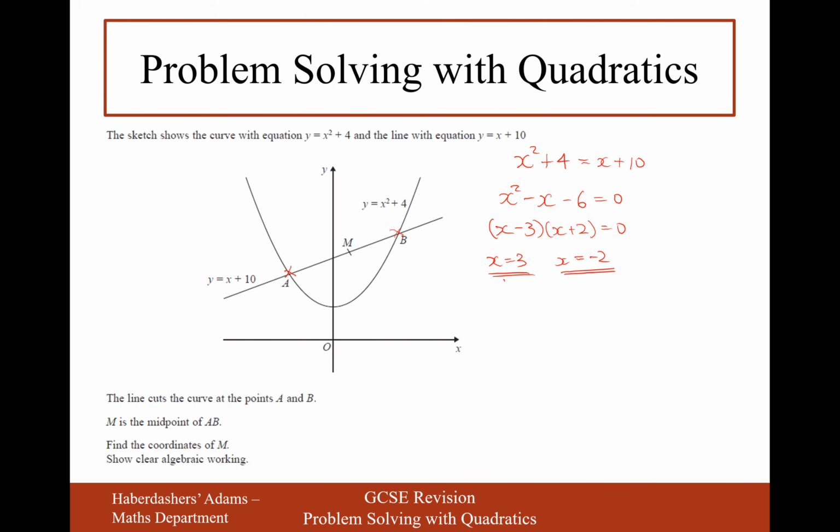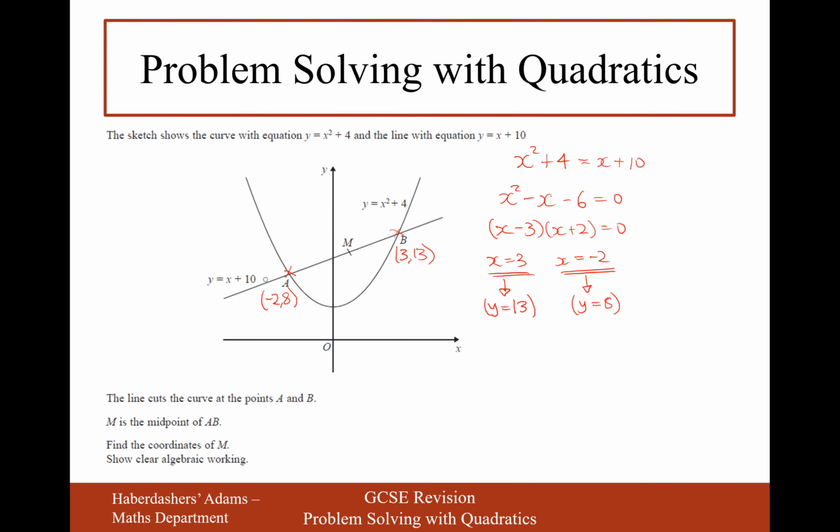Now I need to work out their y coordinates by putting them into either of the two equations, because they should give the same answer. It'll be 13. And for this one here, it's going to be y equals 8. So this coordinate here is going to be (minus 2, 8). And this coordinate here is going to be (3, 13).